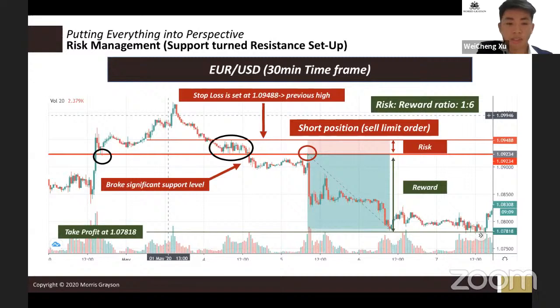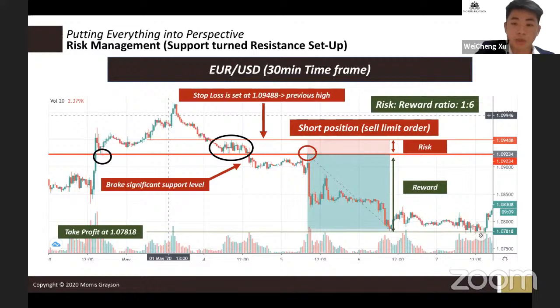Here you can see a very obvious support level being drawn, with around 4 to 5 touch points. Once the price broke this significant support level, it did a few hours of consolidation before going back up to the previous support level. As mentioned earlier, this is a very typical support-turned-resistance setup, whereby the price respected the previous support level, triggering my sell limit order, as you can see here, before continuing to the downside.